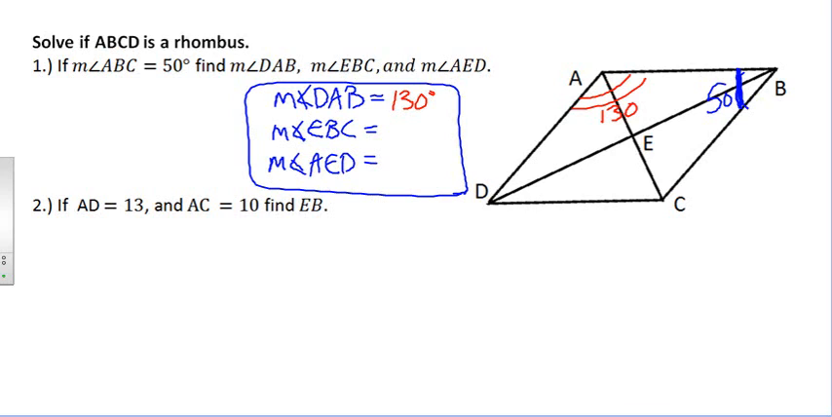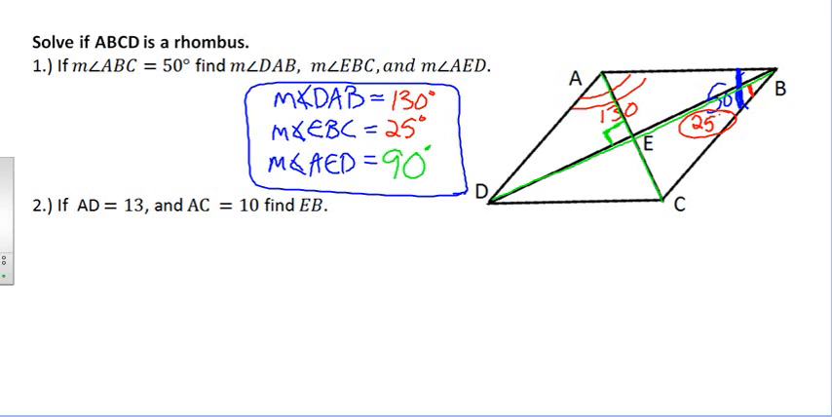Angle DAB is 130 degrees. The measure of angle EBC is really part of this 50-degree angle. Well, one of the properties of a rhombus is that the diagonals bisect those angles. So if the whole thing was 50, take that and divide it by 2, that angle is 25 degrees. And angle AED is the angle right here in the middle. Well, remember, one of the properties of a rhombus was that the diagonals are perpendicular to each other, so that has to be 90 degrees.